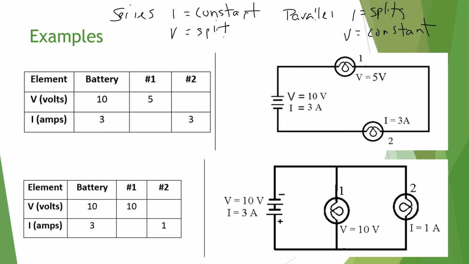So number one, we have to recognize that this first circuit here is a series circuit. So we're going to use our information in a series circuit about current and voltage to answer these questions. So the voltage at the battery, okay, is 10 volts. The voltage at load 1 is 5 volts. We need to figure out what the voltage at load 2 is. So V2 we need to figure out.